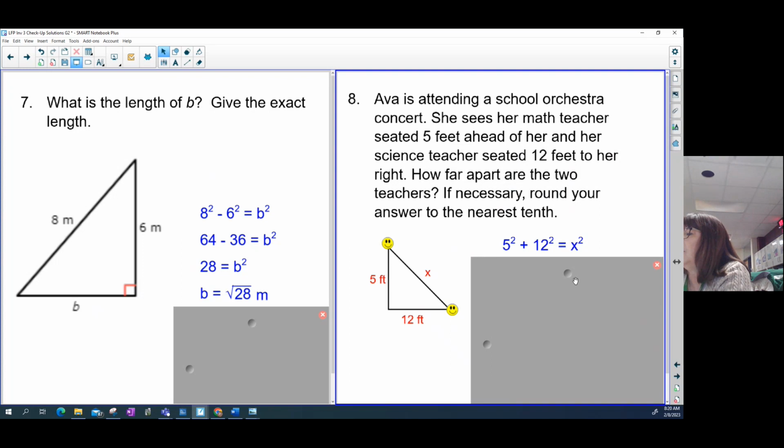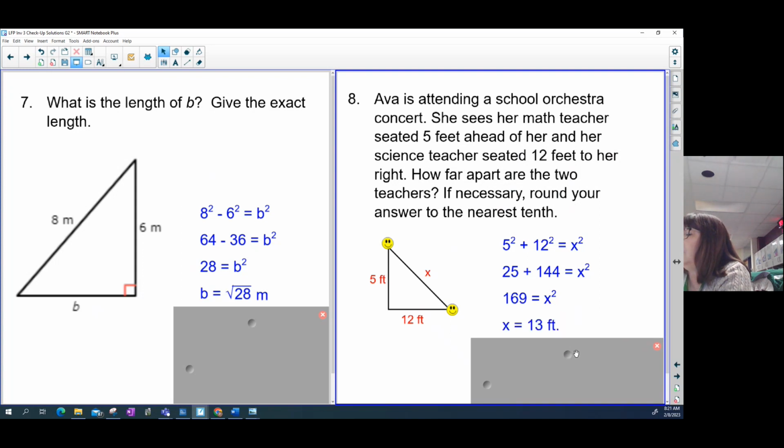So 5 squared plus 12 squared equals x squared. 25 plus 144 is equal to x squared. When I add these, I get 169 is x squared, but again, I want x, not x squared, so I need to take the square root of both sides. And the square root of x squared is x, and the square root of 169 is 13. So those teachers are 13 feet apart.